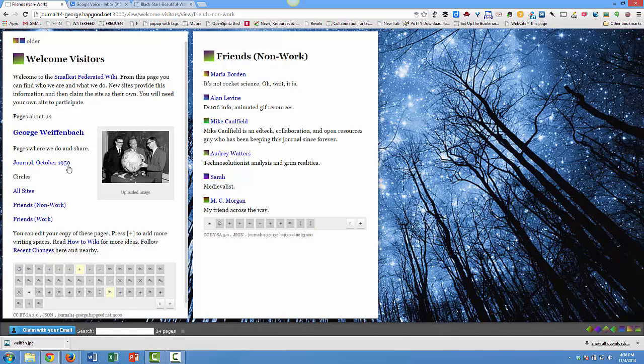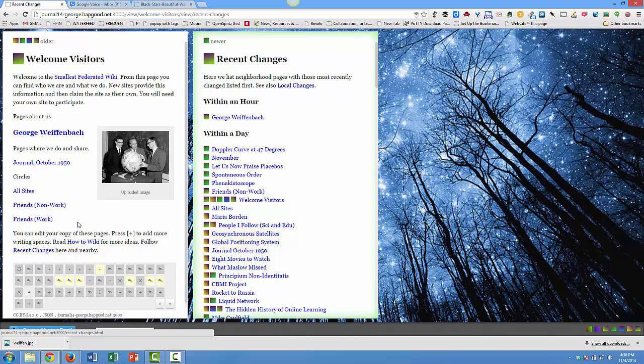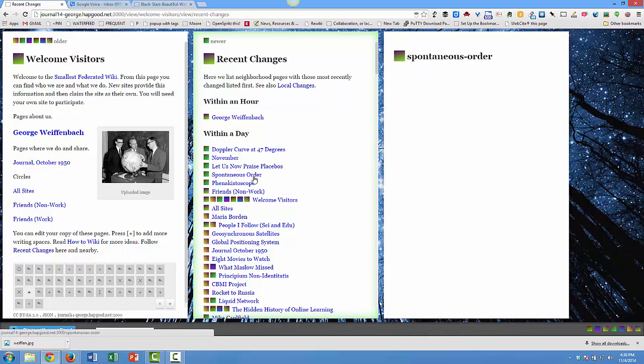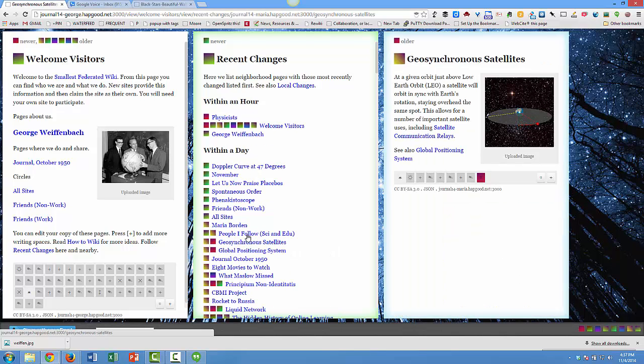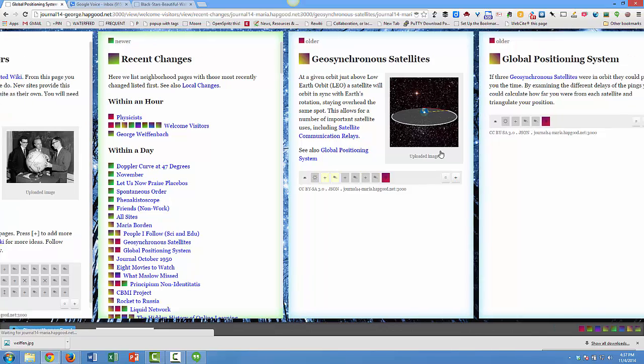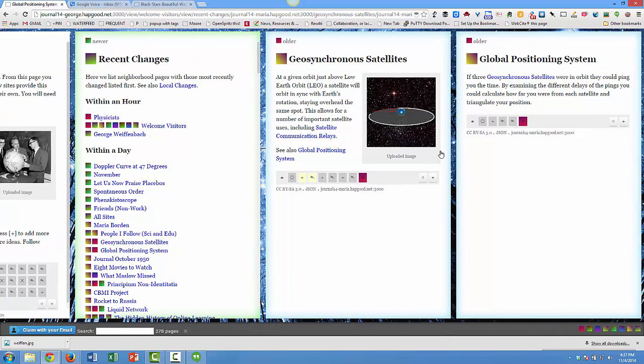So when he goes to the recent changes, he's going to see a number of things, right? He's going to see some stuff from people he knows, here's an article on spontaneous order, right? But also if he scrolls down, we'll scroll down here in a minute, he's going to see this geosynchronous satellites. And based on the icon he sees here, he can see that this is from Maria. And she's also forked over this thing, global positioning system. Now down here in the journal, we actually see this red thing, which shows that it comes from Arthur C. Clarke, if we hover over that.